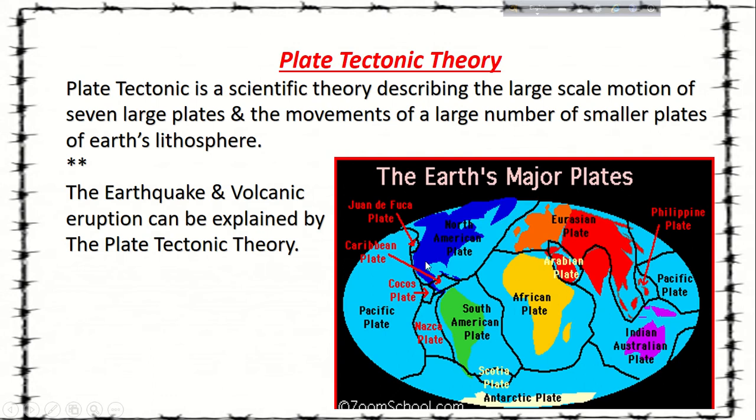So dear learners, follow the image. Here the earth's major plates are mentioned using the black color. According to the continent basis, we can see the Pacific plate, Eurasian plate, North American plate, South American plate, Antarctic plate, African plate and Indian and Australian plate.